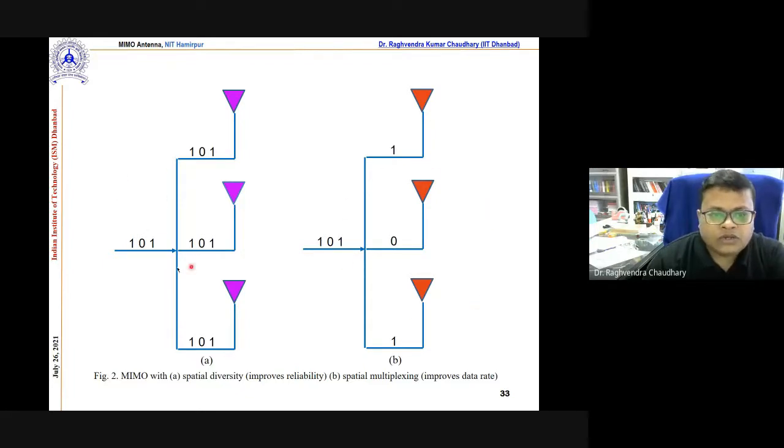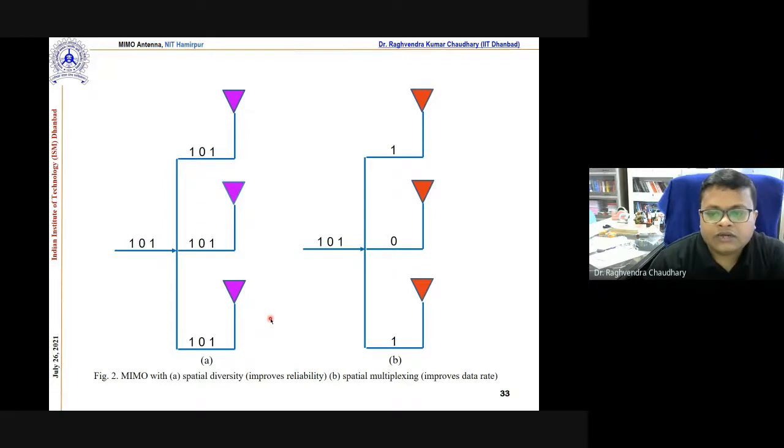So here there's one data stream, okay, we are feeding each and every antenna. From all the antennas we are sending the same signal. Okay, and let's say at the receiving end, from antenna number 1 and 2, the signal is lost due to multiple reflections or fading. And let's say we are lucky that antenna 3's signal reaches the receiving side. So in this way, the spatial diversity concept came, that we can improve the reliability of the system.